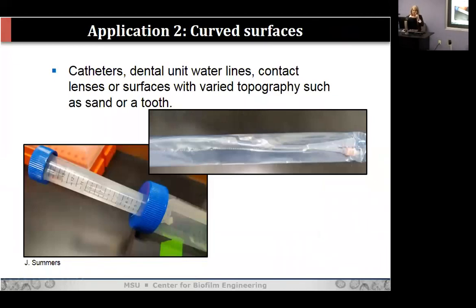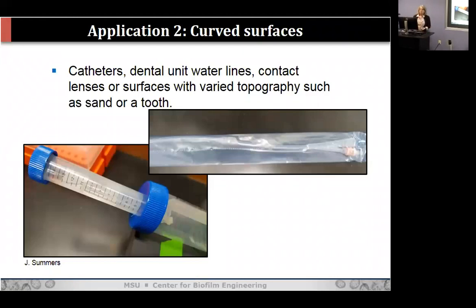Another application, curved surfaces. Curved surfaces can be really off-putting because they're not thin and flat, but we know how to image them. Here's an example, a catheter on the right, still in its sterile wrapper, and then Jennifer Summers currently has a reactor system going. You can make the catheter out barely in the Falcon tube there.